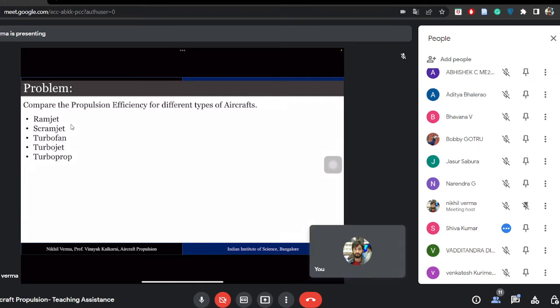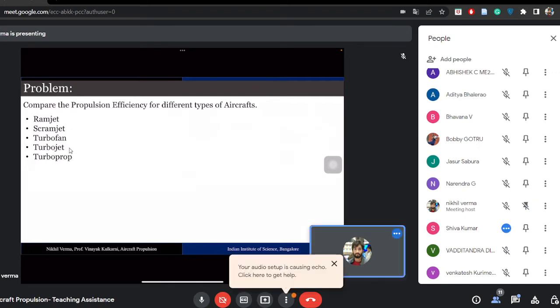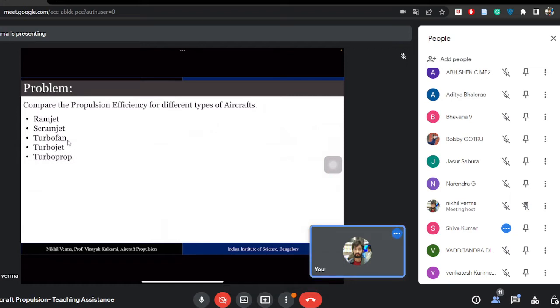In that case also, the turboprop will be higher than the turbofan. Right, so the turboprop will be highest, followed by the turbofan, then the turbojet. Then why do you say the scramjet will have a higher efficiency than a ramjet? No, sir, I'm not sure. Okay, no worries.